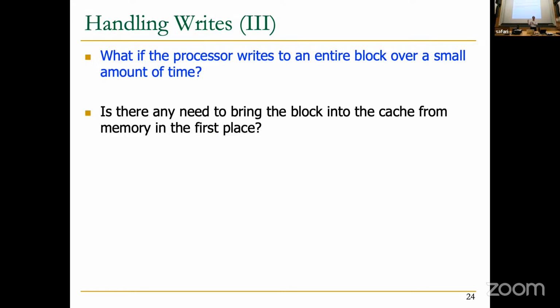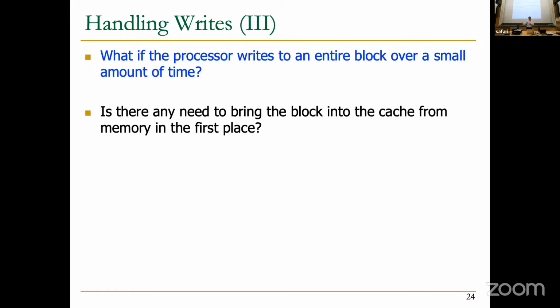Then the question is, is there any need to bring the block from the memory to the cache in the first place? You've completely overwritten the block. You didn't read anything out of there. If that's your access pattern, there's no need to bring the cache block, right? You can just create the cache block inside the cache and then write it to memory.